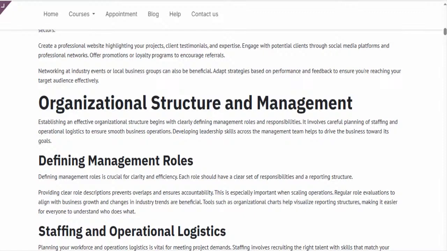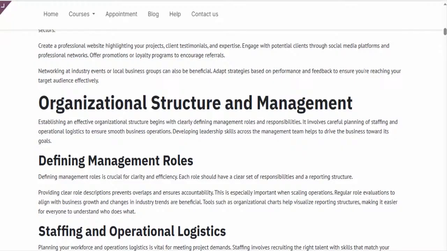Engage with potential clients through social media platforms and professional networks. Offer promotions or loyalty programs to encourage referrals. Networking at industry events or local business groups can also be beneficial. Adapt strategies based on performance and feedback to ensure you're reaching your target audience effectively.